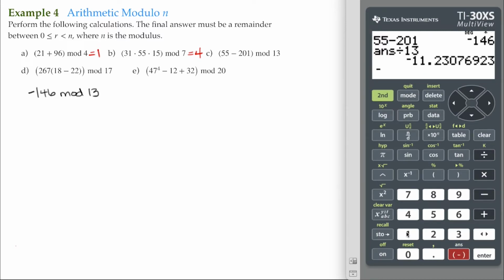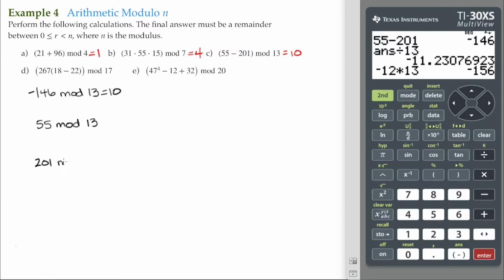So I take negative 12 times 13. So that's going to give me a remainder of 10. So 55 minus 201 mod 13 equals 10. So now we can do it in its parts. 55 mod 13 and 201 mod 13. 13 goes into 55.